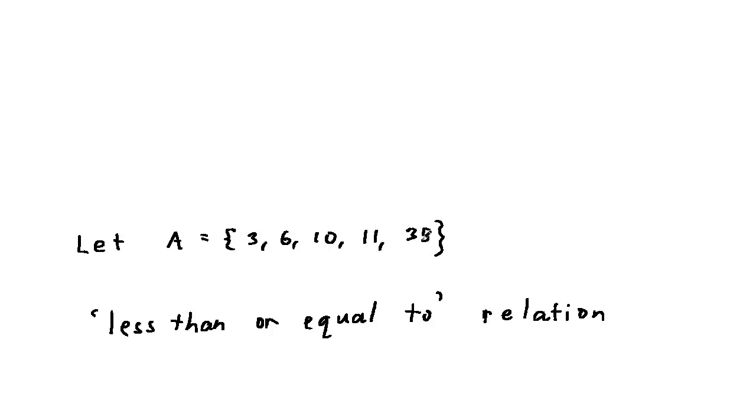Okay, let A be this set, and consider the less than or equal to relation on this set A. Then we have that 3 is less than or equal to 6, which is less than or equal to 10. That's less than or equal to 11, and that's less than or equal to 35. So the Hasse diagram is simple. You have a straightforward hierarchy.